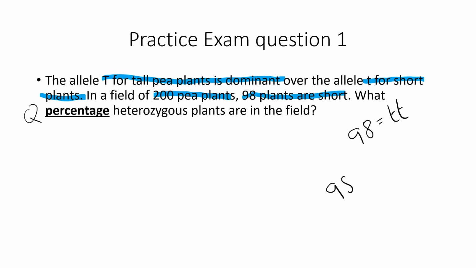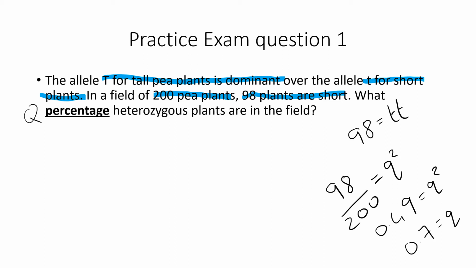In terms of the total population, what we can say is 98 divided by 200 represents, in the Hardy-Weinberg equations, q squared. If we do 98 divided by 200 in a calculator, it gives us 0.49 equaling q squared. And then we get the square root of that, which means that 0.7 is equal to q.